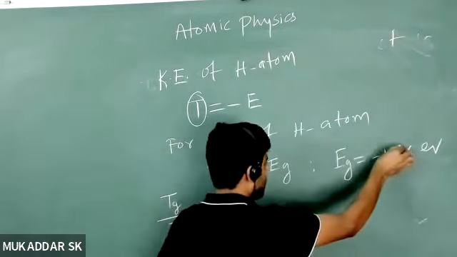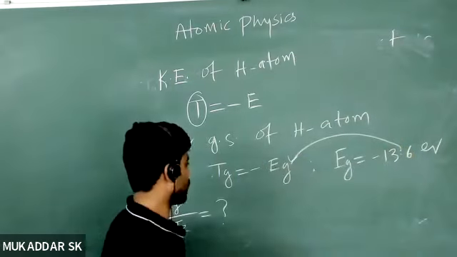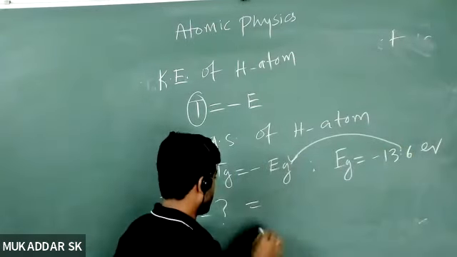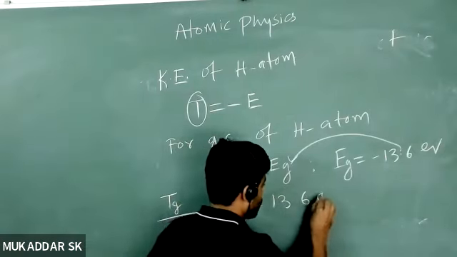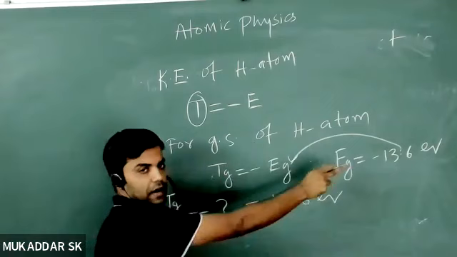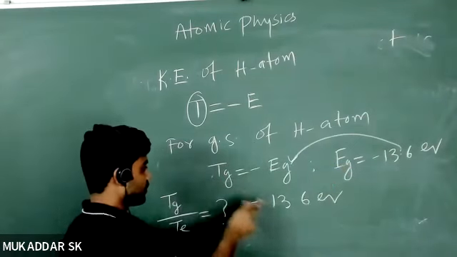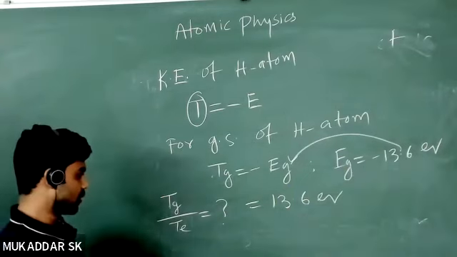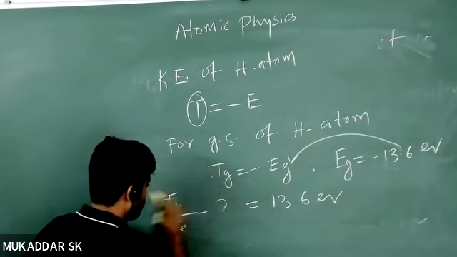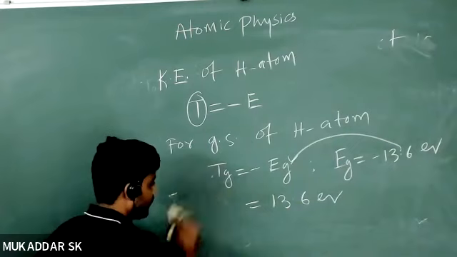Now if you substitute it here, you will basically get that Tg is 13.6 electron volt. So minus into minus will be plus. So Tg is basically plus 13.6 electron volt. Now similarly, you can calculate the third excited state kinetic energy.